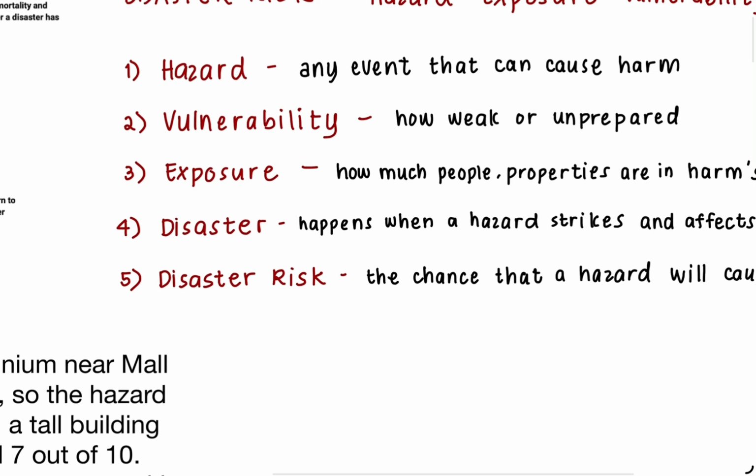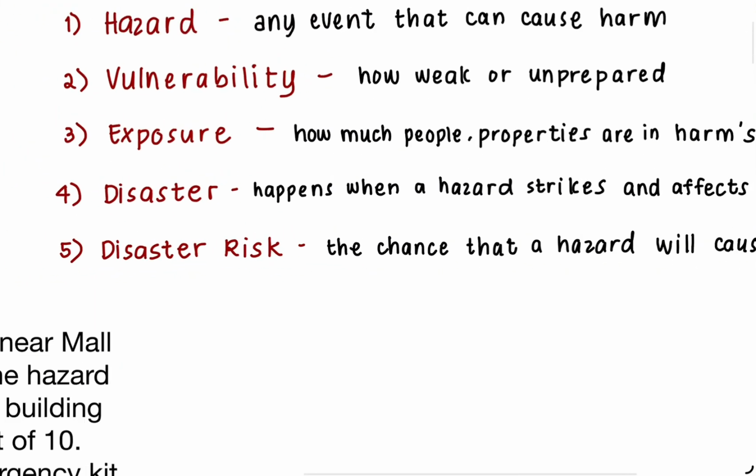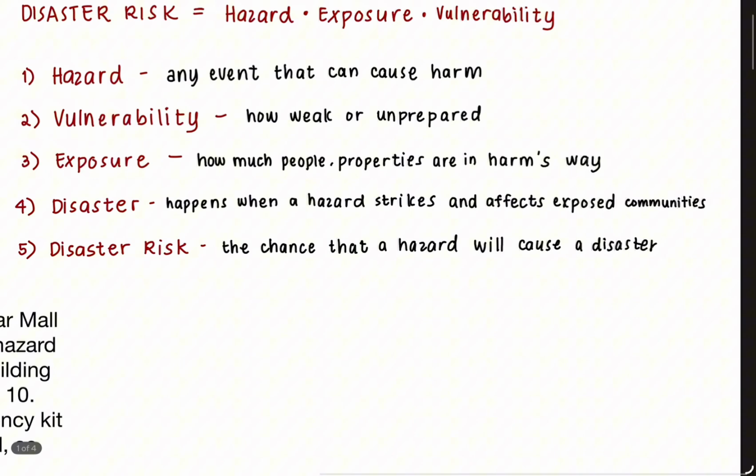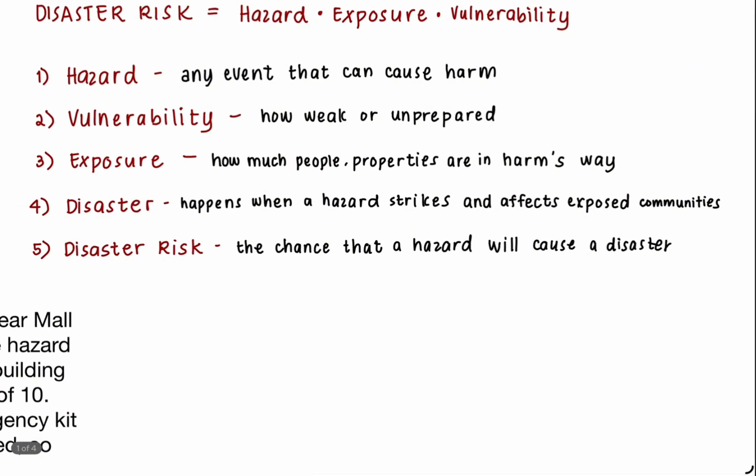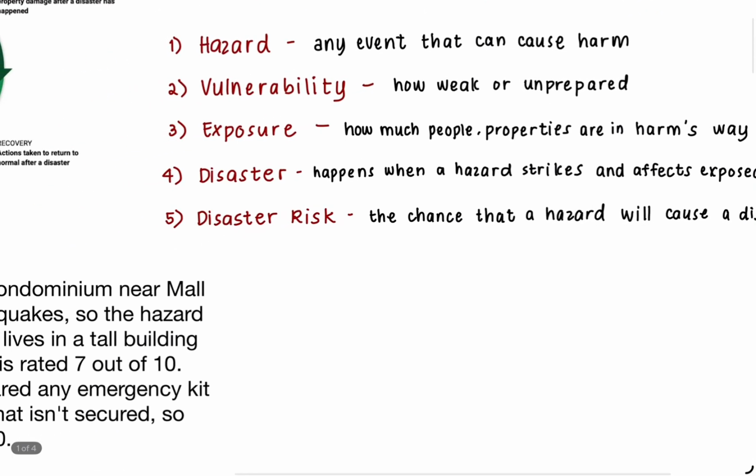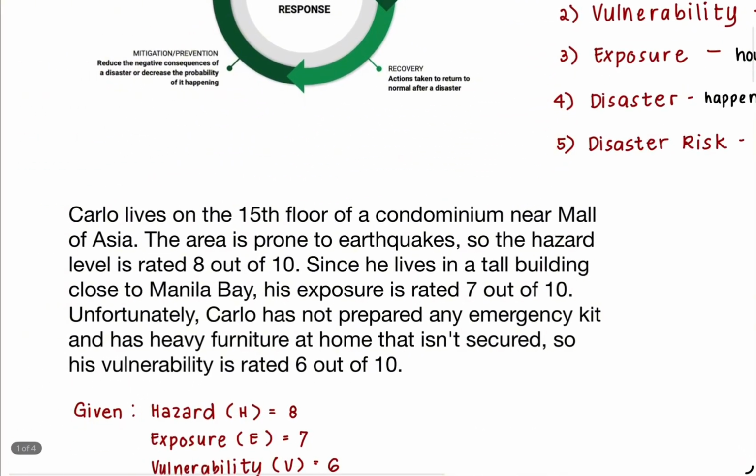Disaster happens when a hazard strikes and severely affects exposed and vulnerable communities, causing loss of lives, damage, or disruption of normal activities. And lastly, we have disaster risk. So, disaster risk is the potential of that happening. So, in short, the chance that a hazard will cause a disaster, depending on how exposed and vulnerable the community is. And to apply, let's use the formula from this given scenario.